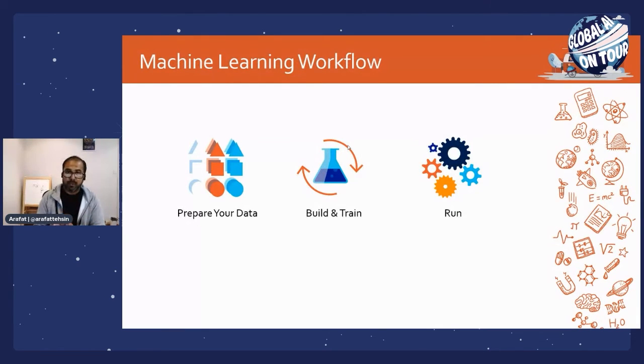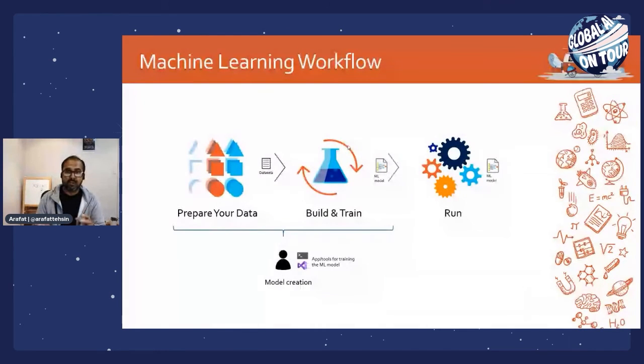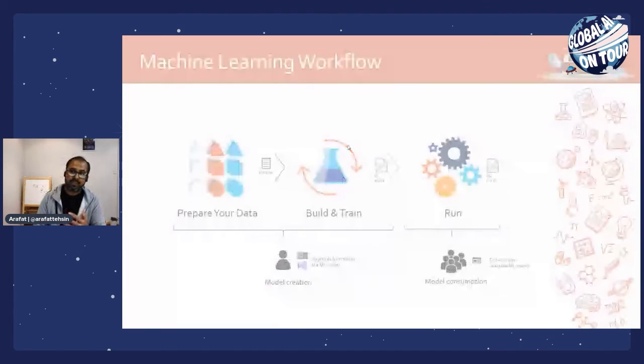I'll explain quickly how the machine learning workflow works. You just prepare your data, build and train with machine, and it exports out for you to consume. The process used for training and building is known as model creation, and the process where you are using that model is model consumption. So it's that simple, but it looks simple. It's not that simple. So how does it work in the background?